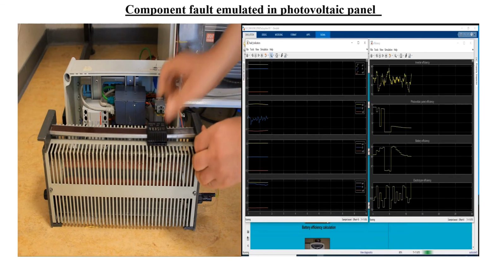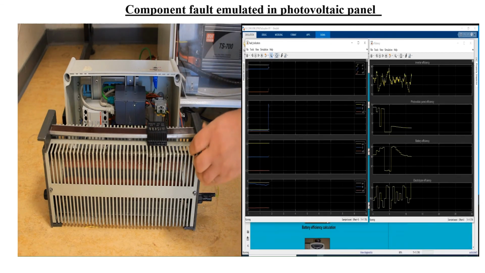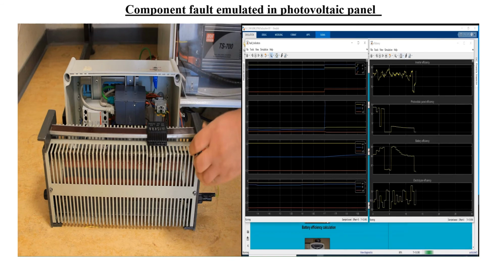This demonstration corresponds to component fault in the photovoltaic panel. To introduce this fault, we have to vary the resistance to push the internal resistance above the acceptable limits. On the right side, we can see before the injection of the fault, the residuals are within thresholds. When the fault is injected, the residuals 1 and 2 go out of the thresholds. This shows only these residuals are sensitive to this fault.